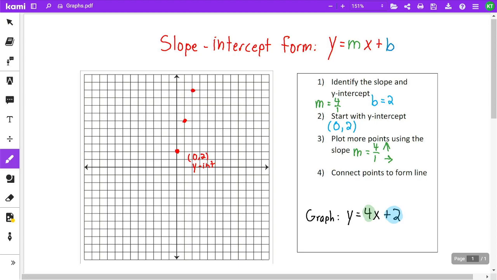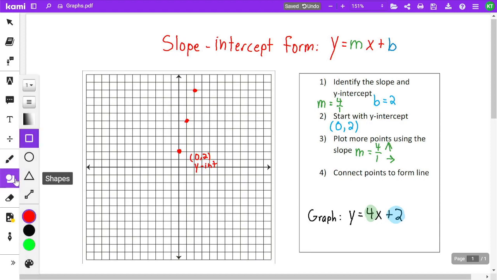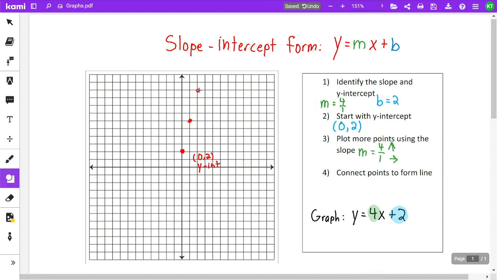And then once we have these points here, we can connect them by drawing a line. Oops, used the wrong shape there. So we can connect these points by drawing a line to represent our equation. And so that is going to be the series of steps which we take to graph an equation in slope-intercept form.